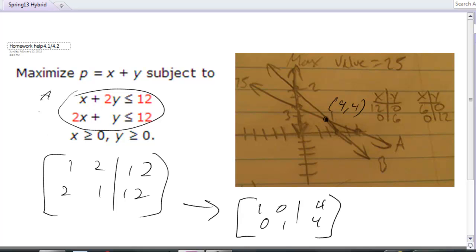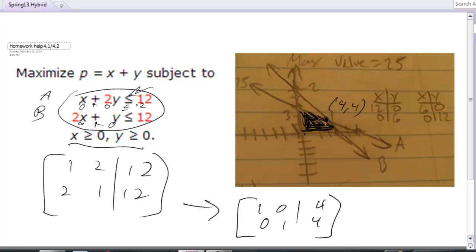So I assume this is A and this is B. You can see they're both less than. So when we do our test points, we can say 0, 0. 0 plus 0 is less than or equal to 12. That's true, so we're shading down. The other one, 0 plus 0 is less than or equal to 12. That's true, so we're shading down. And then we have the restriction that x and y both have to be greater than or equal to 0. So our shaded region is this area right in here.